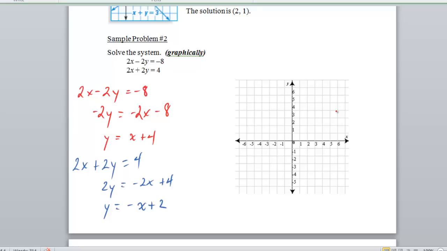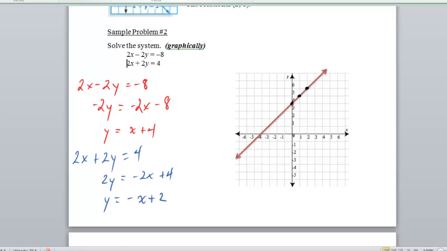So I'm going to go ahead and graph that right now. y equals x plus 4. Start at plus 4, up 1 over 1, up 1 over 1. Okay, and so you can see here I've graphed the equation y equals x plus 4. Now I'm going to graph the second one, y equals negative x plus 2. Start at plus 2 on the y-intercept, and I'm going to go down 1, back 1, down 1, back 1, and now I'm going to graph this line. And now you can see that I've graphed the line y equals negative x plus 2.